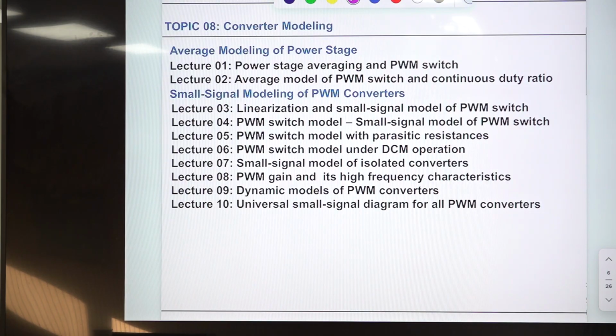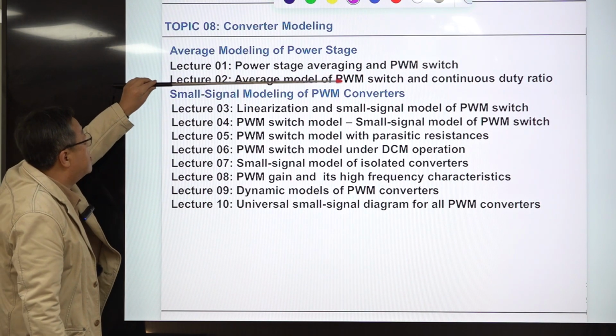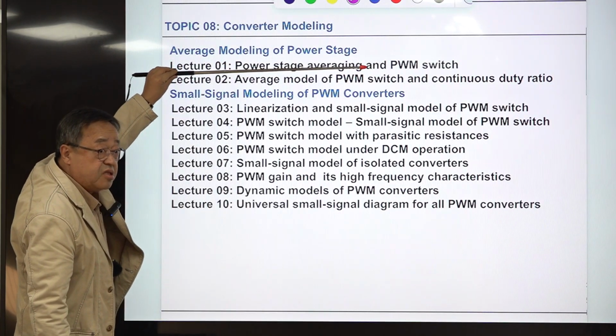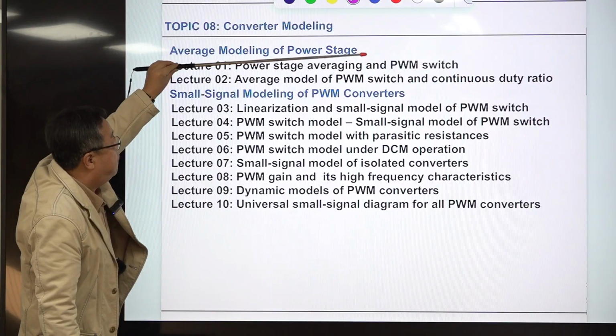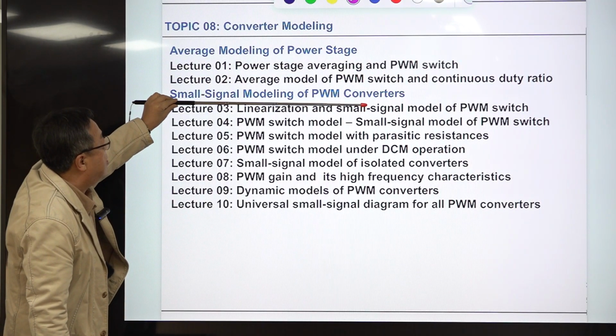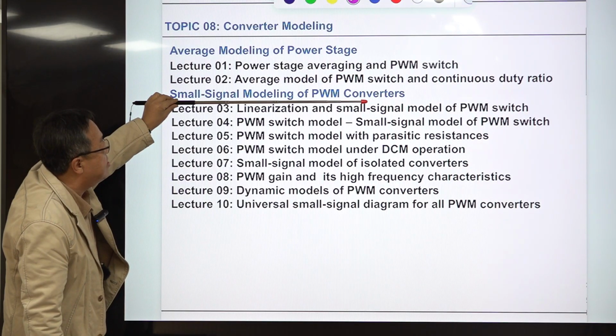Converter modeling can be classified into two steps. The first one is average modeling of the power stage. This is important. And if this is achieved, then we will take the step of small signal modeling of PWM converters.